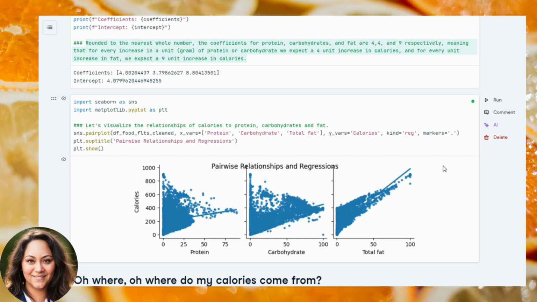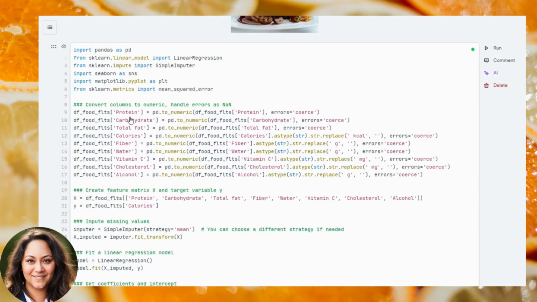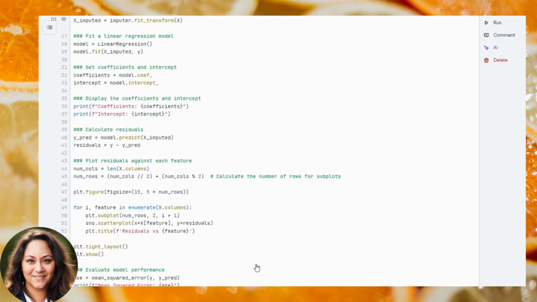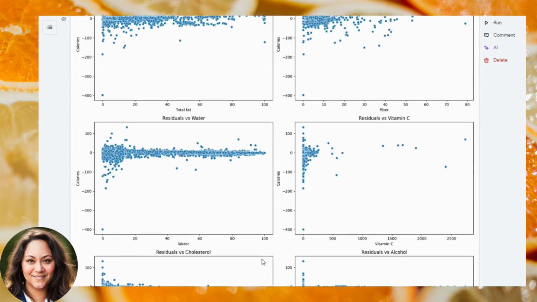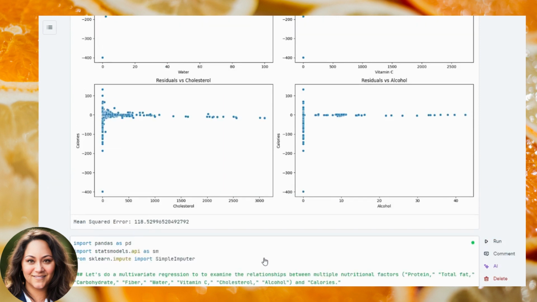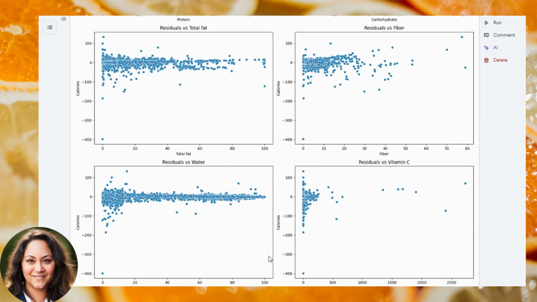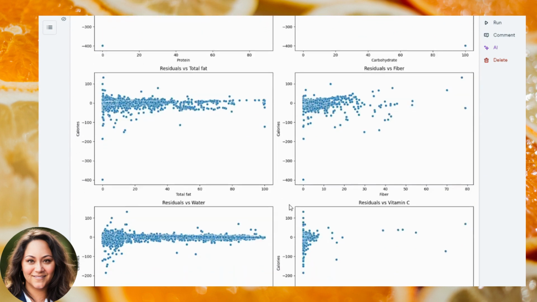I plotted the correlations here, and then I went on to plot the residuals from calories against each other nutritional information item. All of the residual plots look more or less linear, with the exception in some cases of spread around 0, which could mean that the relationships between the various nutritional categories and calories might be nonlinear. Also, the coefficient for alcohol rounded to the nearest whole number is 7, indicating a positive correlation between alcohol and calories, or in other words, higher alcohol means higher calories.